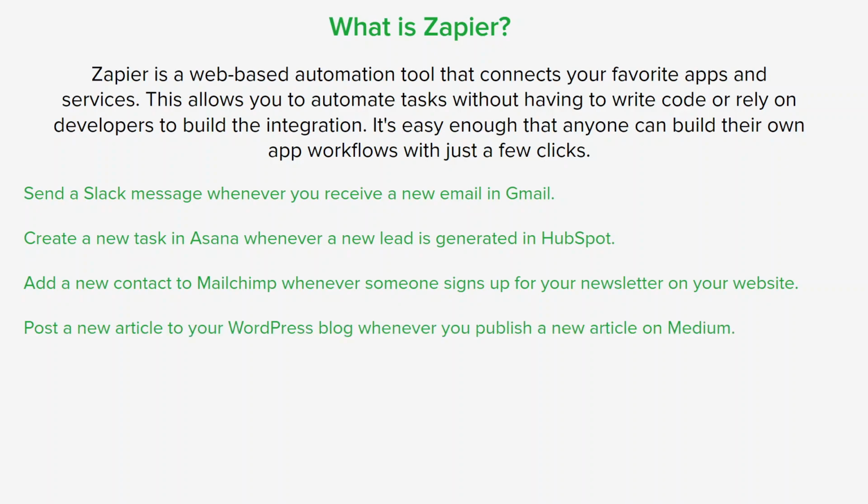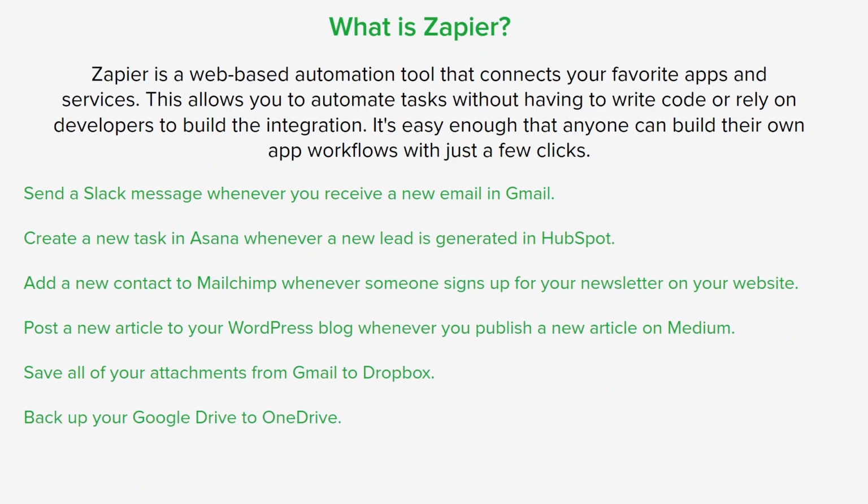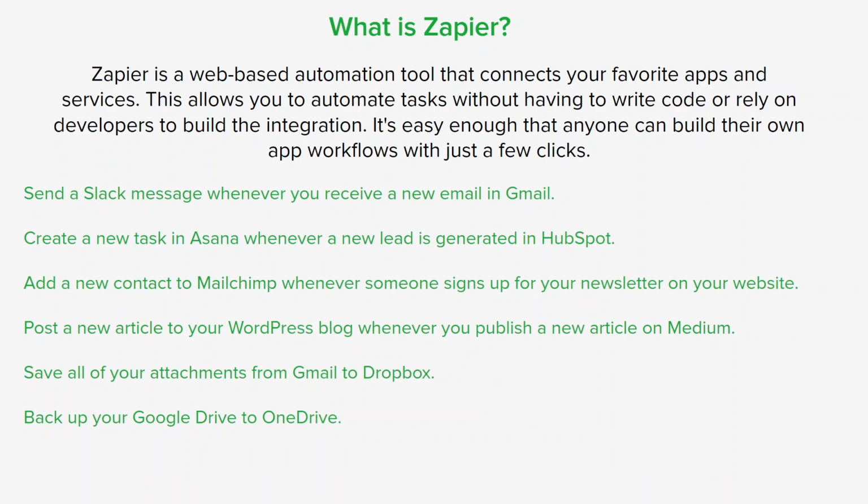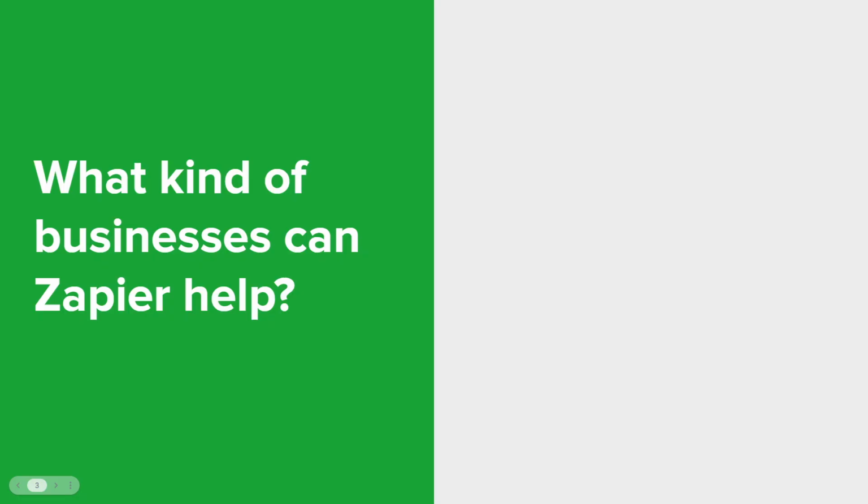You can add a new contact whenever someone signs up for your newsletter on your website, or you can post an article to your WordPress blog whenever you publish a new article on Medium. You can also save all your attachments from Gmail to Dropbox, or back up your Google Drive to OneDrive. Zapier is really powerful, and it can help save you a lot of time in automating your work. It's quite easy to use even if you have no coding experience. Zapier in general is a really great option to consider.